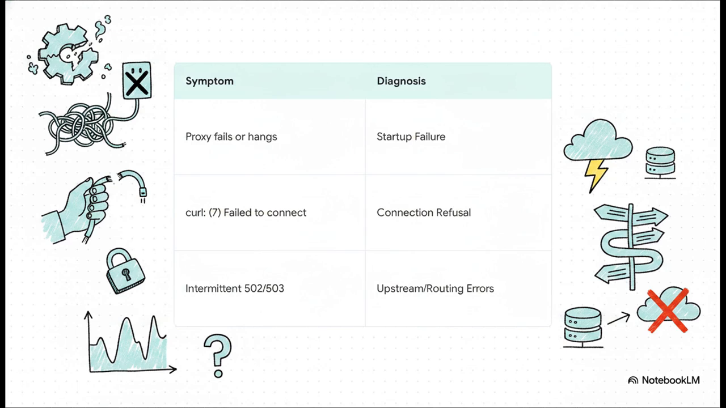Now, there are really three main flavors of proxy errors, and understanding them lets you instantly categorize your pain point. First, if the proxy fails or just hangs the second you start it, that is a startup failure. You're likely looking at a port conflict or a bad config. Second, if you see that curl error we just talked about, that's connection refusal. The proxy probably isn't running at all. And third, if your requests work sometimes but occasionally fail with 502 or 503 errors, you're dealing with upstream or routing issues. That means Headroom is running, but it's really struggling to reach your AI provider. Pinpoint your symptom and boom, you found your diagnosis.